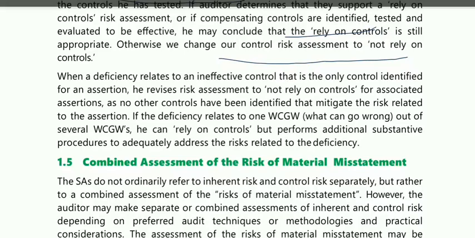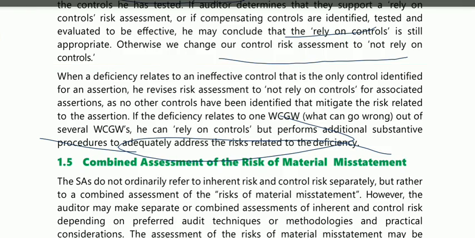So they are just saying that, and if he will not rely on controls, he will find what can go wrong, out of several what can go wrongs. He can rely on controls but perform additional substantive procedures to adequately address the risk related to the deficiency. Now, as an auditor, it is his major duty to give an appropriate opinion, right? So if he is thinking to rely on controls, he will perform some additional procedures so that he can properly decide whether he should put reliance on the controls or not.